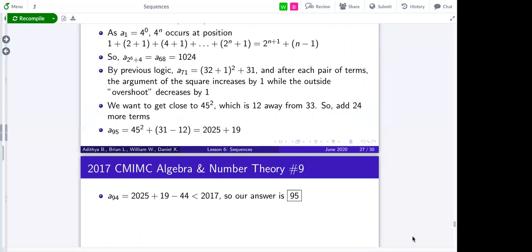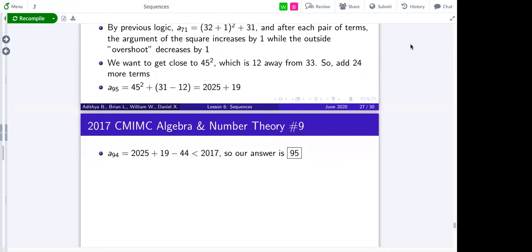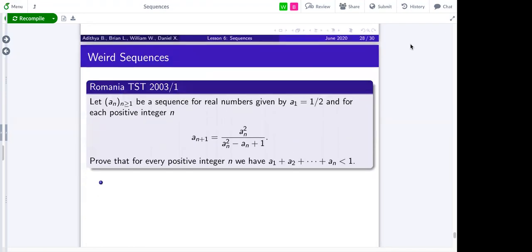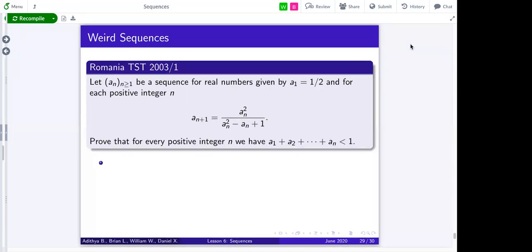Are there any questions? Looks like no. So we're going to go to our final question of the day, which is a question from Romania TSP. So you can go ahead and read it and type any ideas in the chat.